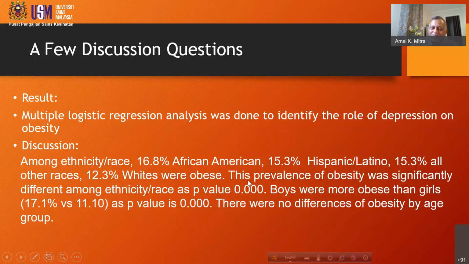Another problem is this: prevalence of obesity was significantly different among ethnicity/race as p-value 0.000. Boys were more obese than girls, this versus that, as p-value is this. There are no differences about obesity by age group. This is an exact quotation from the paper submitted.